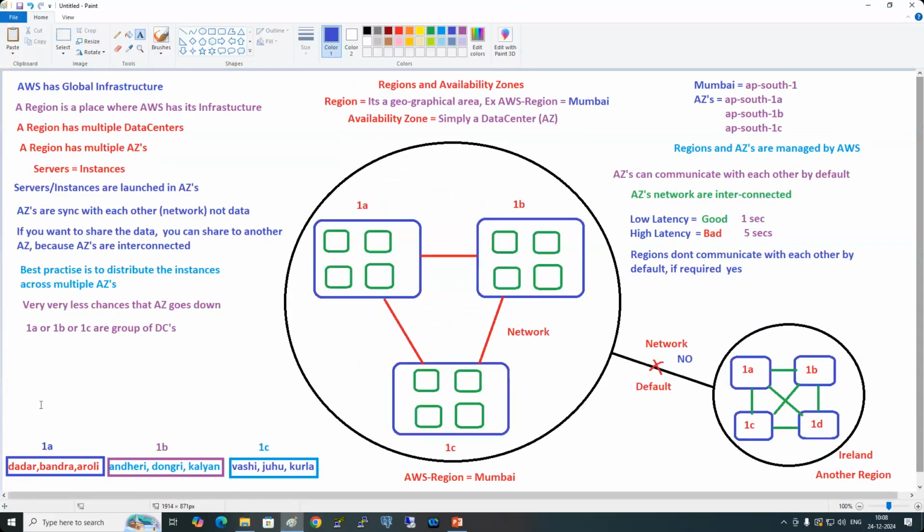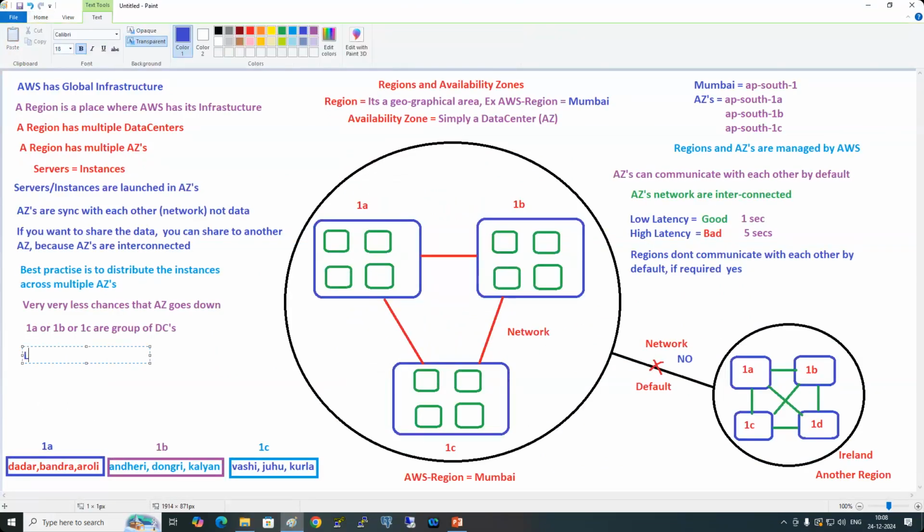I'll write the load balancer definition. What is the definition? Tell me. Load balancer can distribute the traffic to multiple EC2 instances across availability zones. Fantastic. Now, is the load balancer specific to region or availability zone? To region, not availability zone.